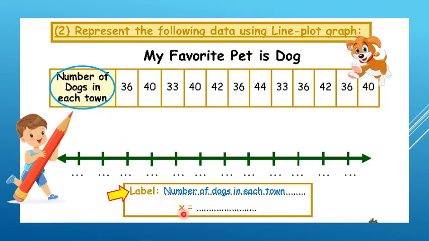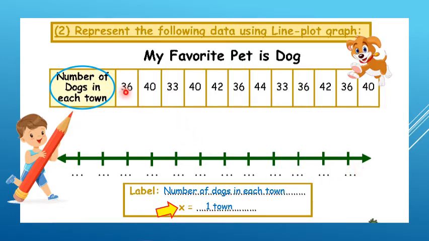Then X will be one town, because each box here, each column here, is called a town. 36 in this town, 40 in this town, 33 in this town, and so on. Then each of these boxes is called a town. Then our X will be one town. Now let's fill this number line with numbers.